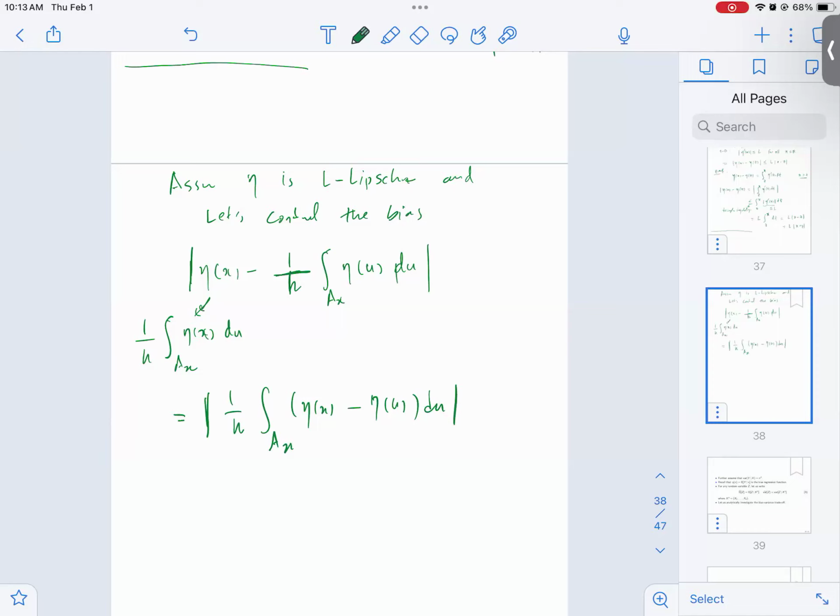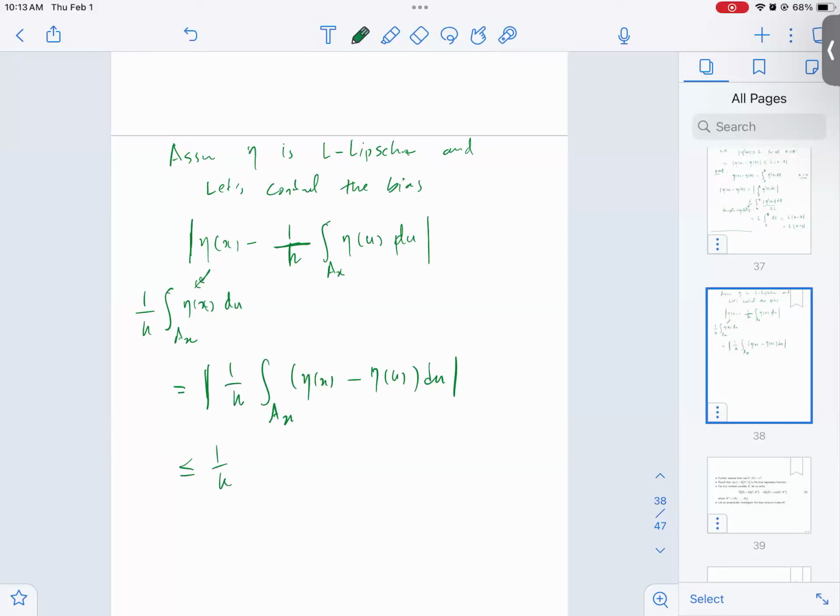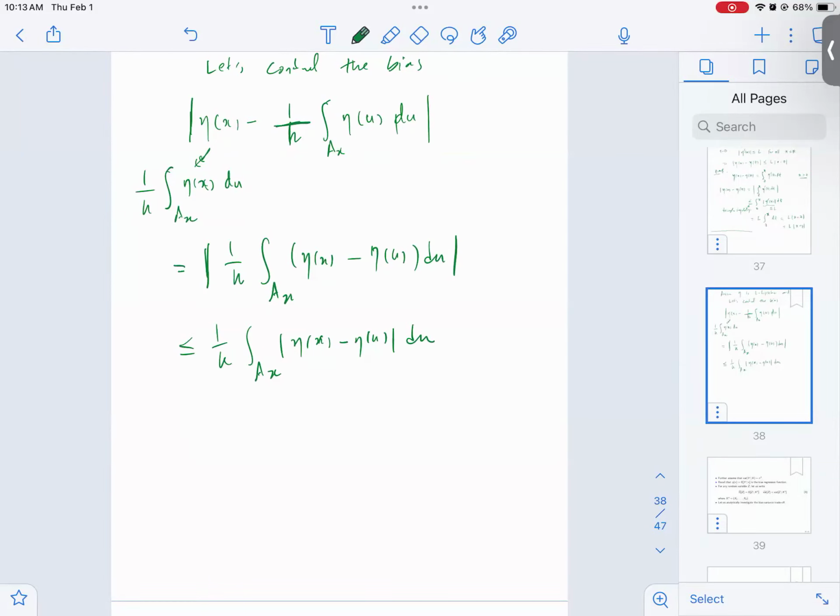I can move it outside by the triangle inequality, similar to what we just did. Inside, I get eta x minus eta u du. Okay, now what can I do here? What is that? The modulus of eta x minus eta u is bounded by L times x minus u, since eta is Lipschitz. So I get 1 over h, L comes out, x minus u du.